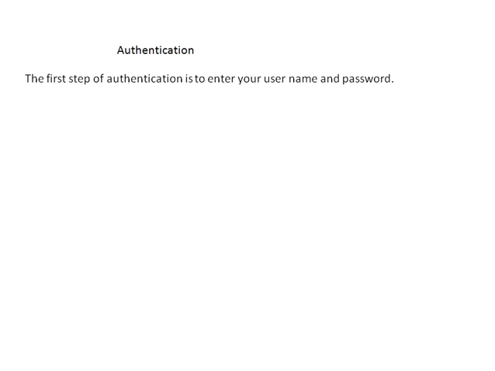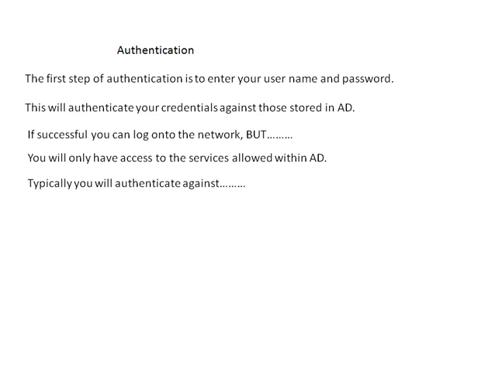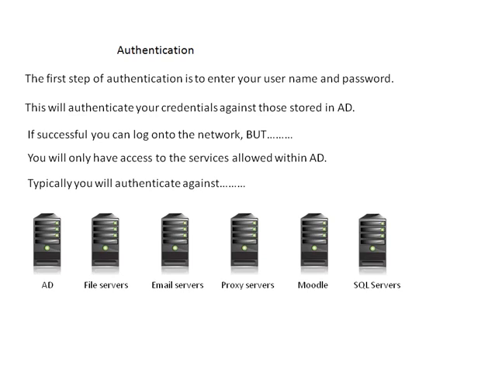Authentication. The first step of authentication is to enter your username and password. So every morning when you come in, you log on, you enter your username and password. This will authenticate your credentials against those stored in Active Directory. So I'll come in, I'll put in my username and password, and I will hit the enter key, and my password will be checked against Active Directory. If successful, I can log on to the network, but I will only have access to the services allowed within Active Directory for me.